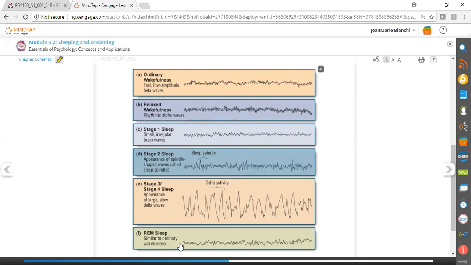And really interestingly is this REM sleep, rapid eye movement sleep. This is usually the phase of sleep that you're in when you're dreaming, and the electrical output of the brain is very similar to that of when we are awake. So we'll talk more about REM sleep in a little bit, but the main point here is that by using the EEG, we can determine what stage of sleep an individual is in, ranging from wakefulness all the way to stage 1, 2, deep sleep, as well as REM sleep.